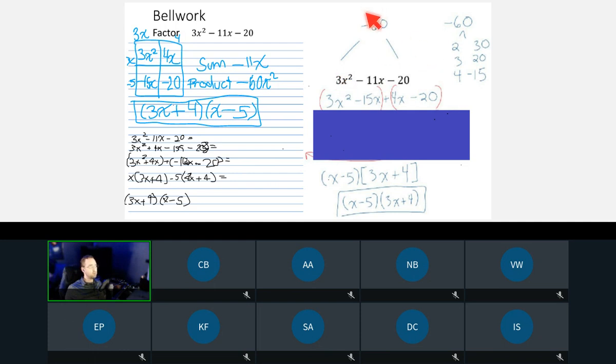3 times -20 is -60, so I have that over here. And then I listed all the products that multiply to -60. So I got 2 and 30, 3 and 20, 4 and 15. One of them has to be negative, of course. And whatever combination you find needs to add up to -11, like Chloe said. So the only combination that actually adds up to -11 would be 4 and -15, same thing that Chloe found.